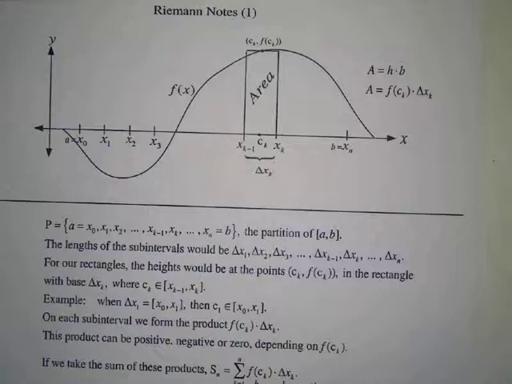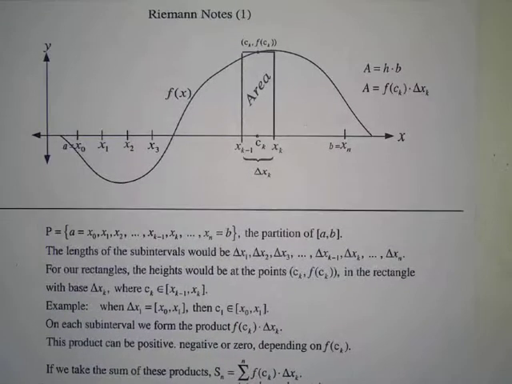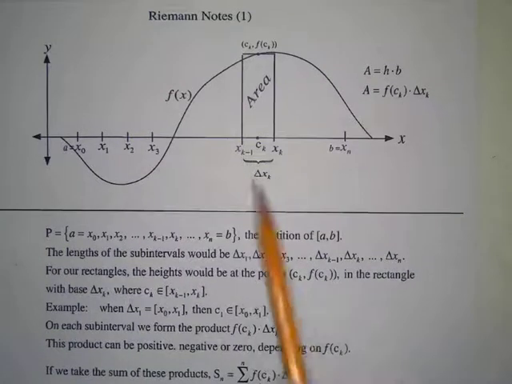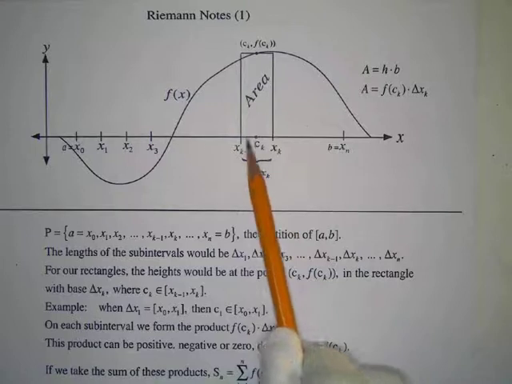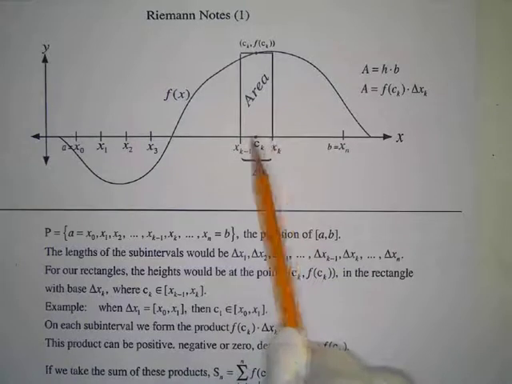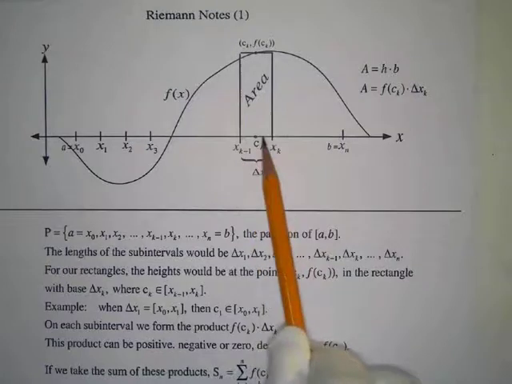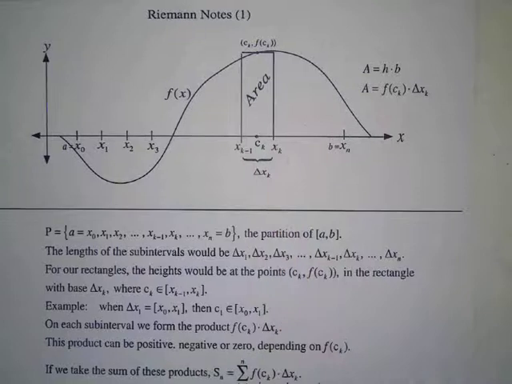Now, as we add more rectangles, and this is a general sketch of just one rectangle, the base of the rectangle is going to get smaller and smaller and smaller. On the other hand, as the base gets smaller, we have more and more rectangles in a given interval. So what we're going to do is increase the number of rectangles.